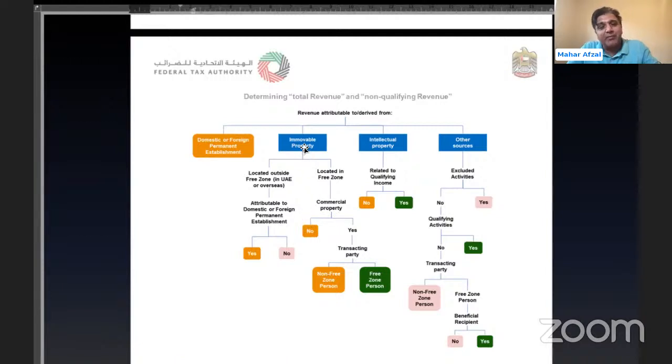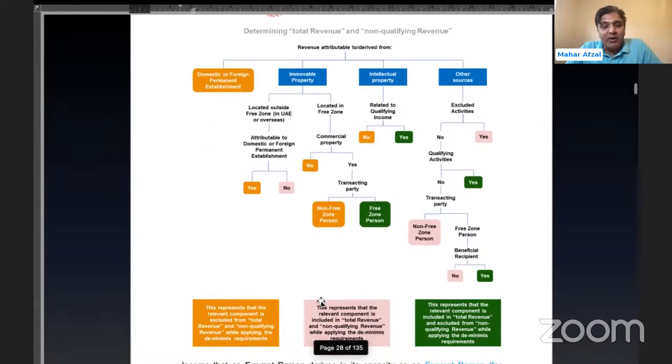Yes, qualifying income. If this is a commercial property, the transaction is being made with another free zone person, the property is within the free zone, and the property is exclusively being used for business purposes, then it will generate qualifying income that will be zero rated. Other than this, every income of this immovable property should be subject to tax at 9%. So this income should not be considered while applying the de minimis formula. Whenever they are putting no here, this category can be considered.